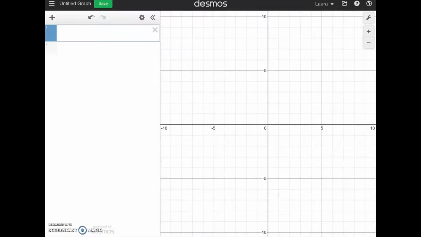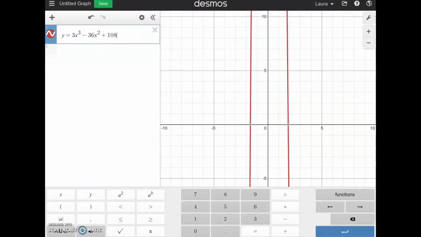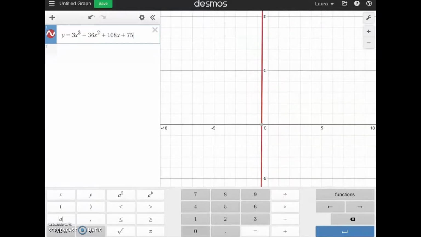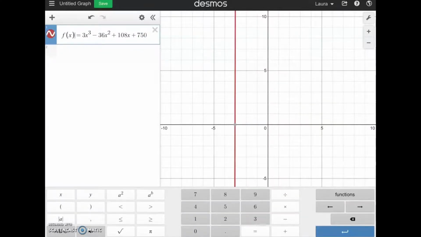Okay, so I'm going to input that function for duck population into Desmos. Desmos doesn't really like the variables n and t as much as it likes x as an input and y as an output. So we could call this y equals 3x cubed minus 36x squared plus 108x plus 750. So that would input the function. You could also call this f of x. Both names would be fine with Desmos.